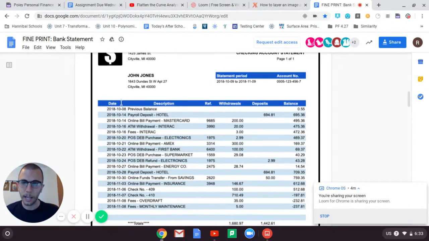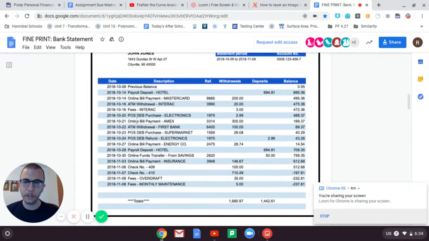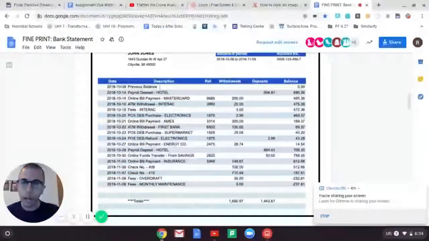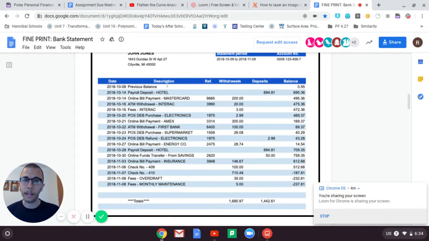Okay. Then the whole list of transactions here in this table, this chart, the date of the transaction all the way on the left. That is how the transactions are organized by date, right? Chronologically, the first date you'll see is just the previous balance. The date for that is the date before this statement began. And then it goes forward from there, ending the day before this statement ends on November 8th.